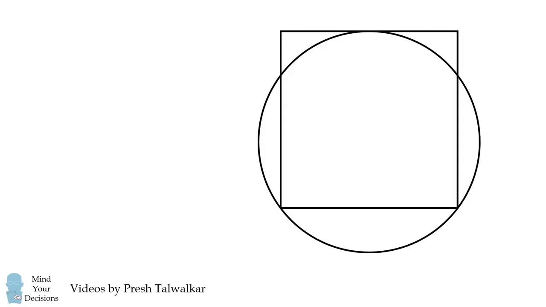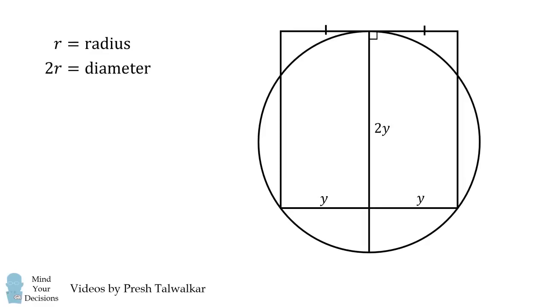To begin, we'll construct the perpendicular bisector of the top side of the square. Since point E, this top point, is tangent to the circle, this perpendicular bisector is a diameter of the circle. It also bisects the bottom side of the square. So if this length is equal to y, this length will also be equal to y, and the entire side of the square will be equal to 2y. If we write r for the radius of the circle, then 2r is the diameter of the circle, and the remaining distance on the diameter is equal to 2r minus 2y.